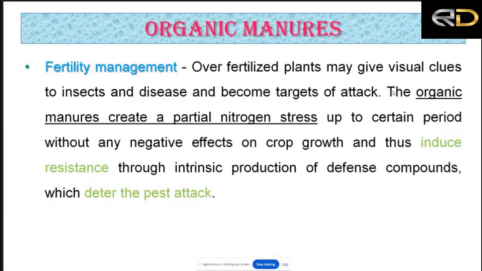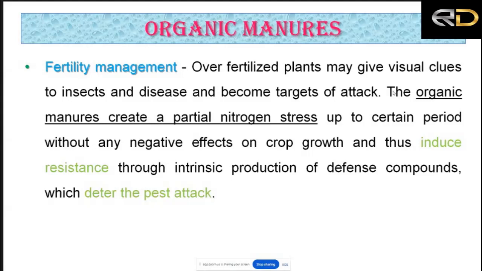So in organic farming, one of the advantages is that when we are applying organic manure in any form, vermicompost, compost, FYM (farmyard manure), anything, it creates a partial nitrogen stress. Especially nitrogen, it is responsible for vegetative growth. So the plants are partially under some stress, but it is not negatively affecting the growth of the plant.